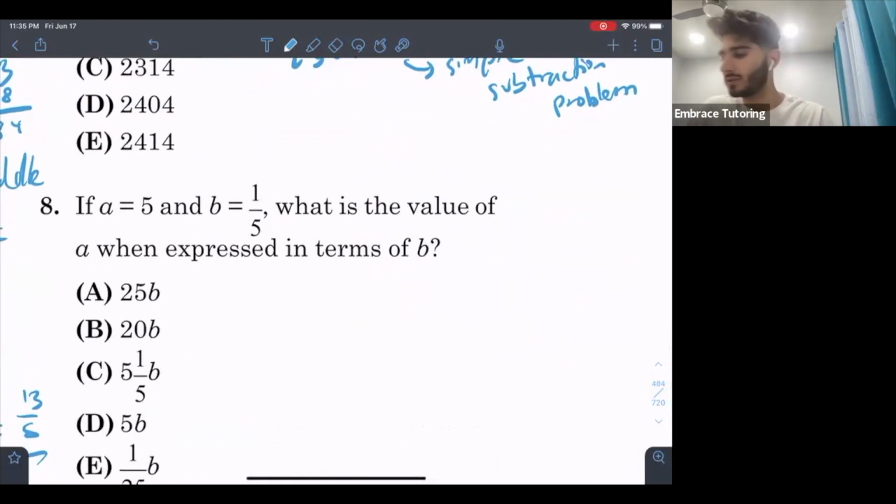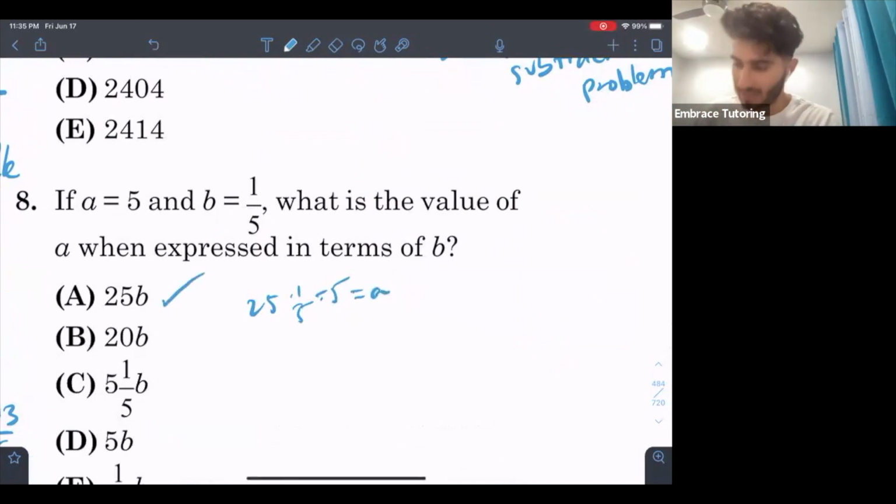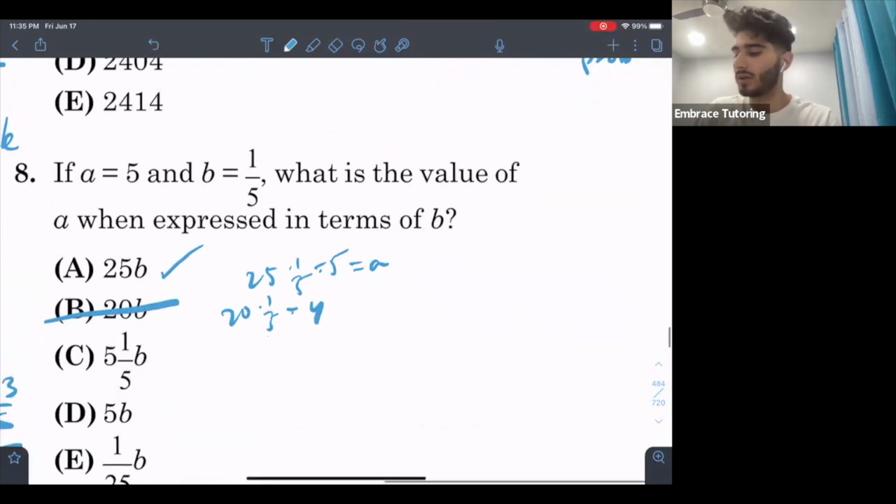Question 8. If A was 5, B is 1/5, what is the value of A when expressed in terms of B? So it's asking, if you plug in B for these expressions, for which of these choices would you get A? So 25 times 1/5 gives you 5, which is A, which is correct. 20 times 1/5 is 4. That does not give you A.